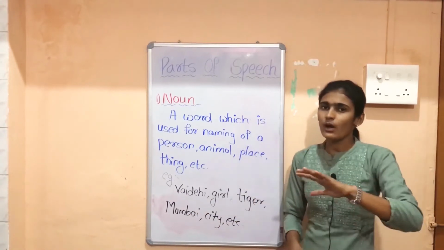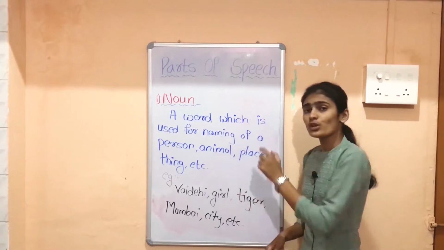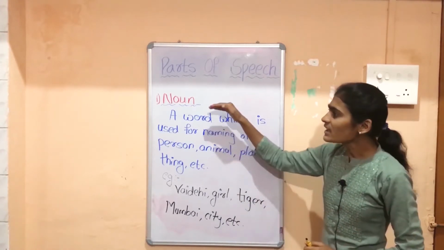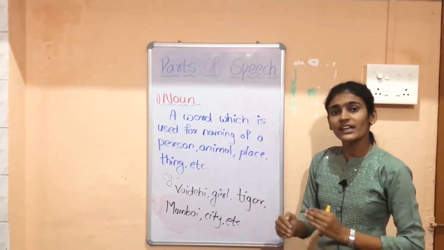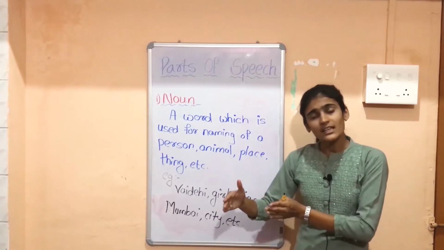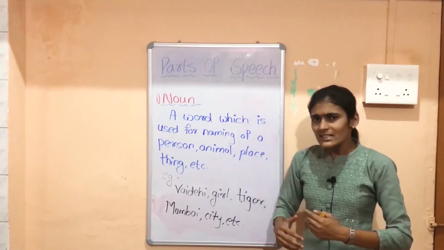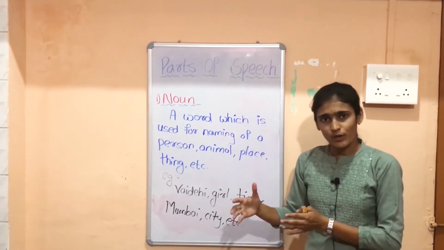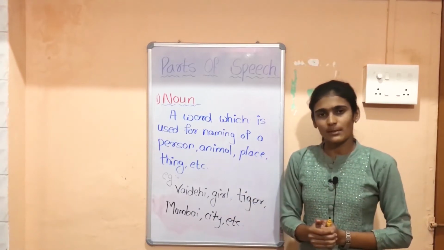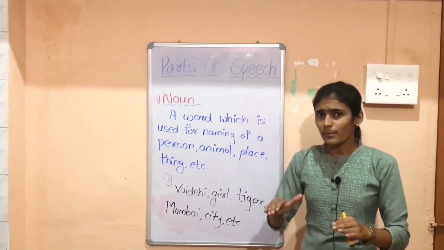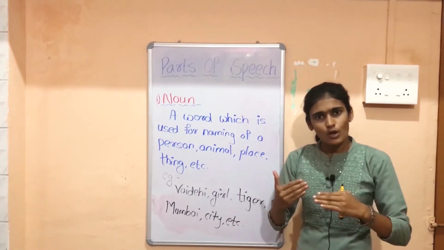In the definition, we have noticed one thing, that there is no use of the word particular. Means a noun is not only for a particular, it is for common. Maithili is an example of a noun, and girl is also an example of a noun. Such as Tasgaon is an example of a noun, and city is also an example of a noun. Means it is not only for a particular, it is also used for a common.